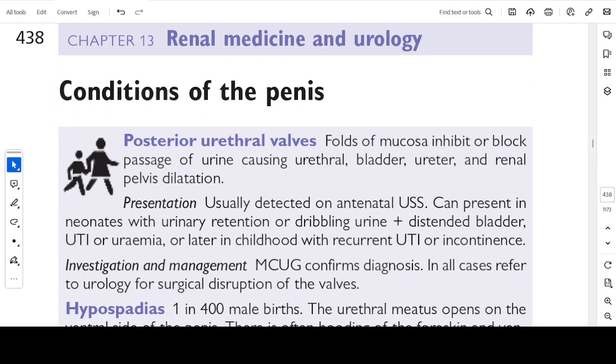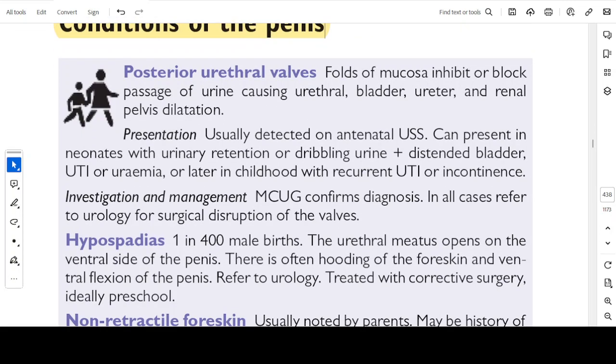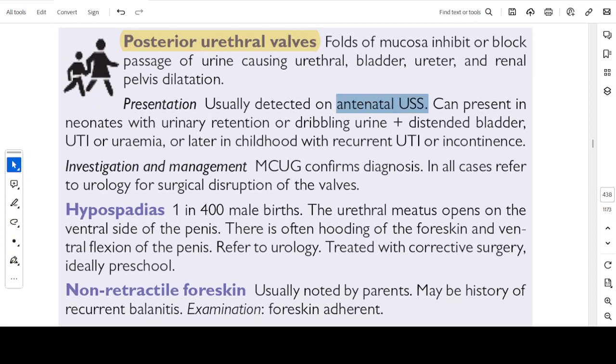438. Conditions of the penis. Posterior urethral valves. Folds of the mucosa inhibit or block the passage of urine, causing urethral, bladder, ureter, or renal pelvis dilatation. Presentation: usually detected on antenatal ultrasound. It can present in neonates with urinary retention or dribbling urine or distended bladder, UTI or uremia, or later in childhood with recurrent UTI or incontinence.